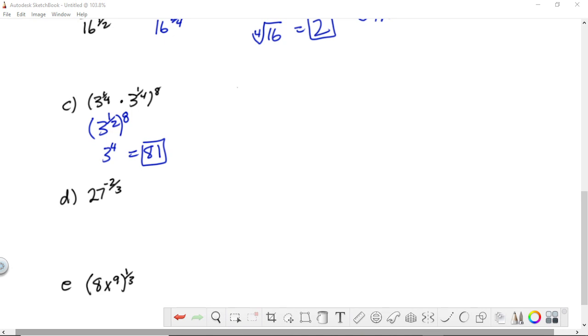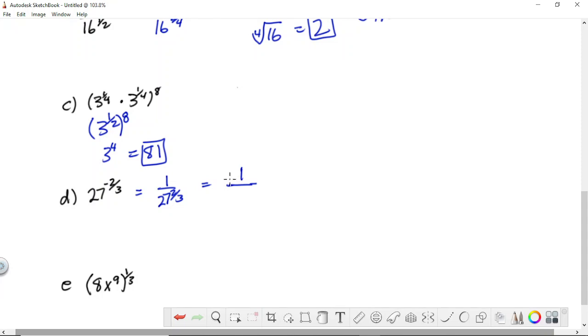Just a couple more. 27 to the negative 2/3 power. Okay, so we do have to flip this one, right? So that becomes 1 over 27 to the 2/3 power. Now, that's all the simplification that we can do with the exponent.